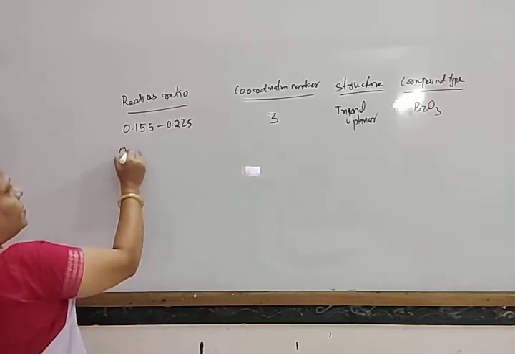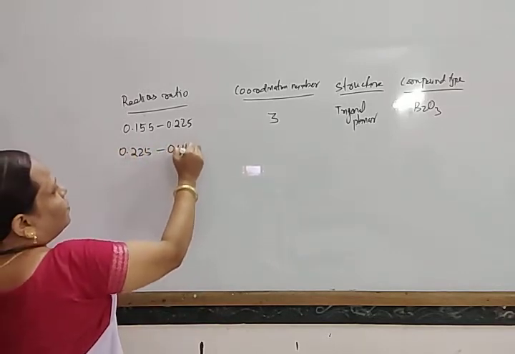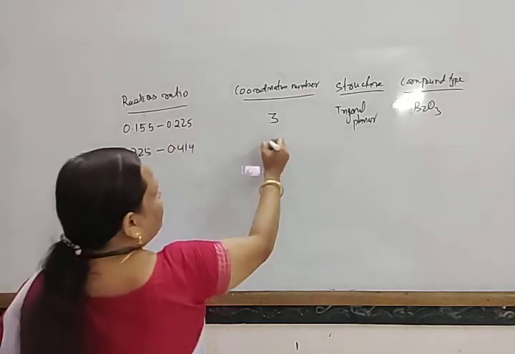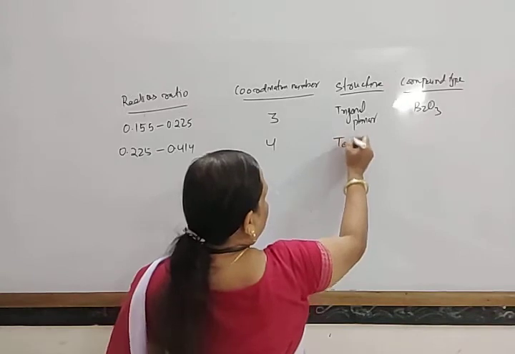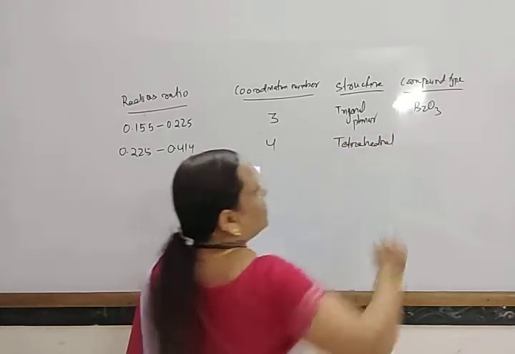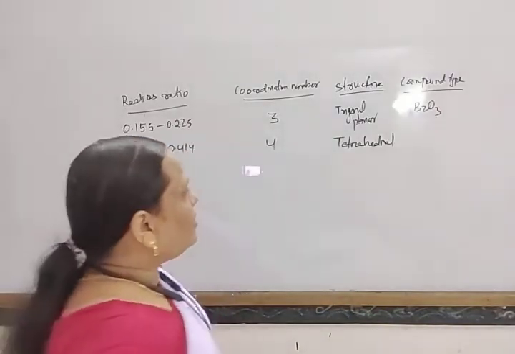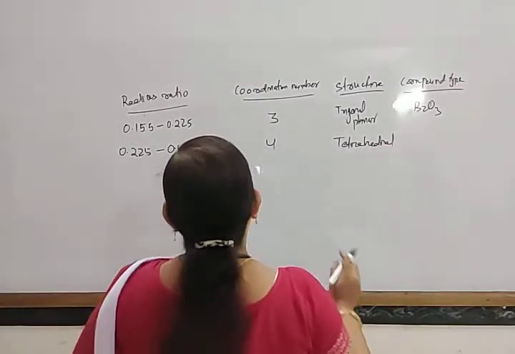And if this value is 0.225 to 0.414, then the coordination number is 4 and the structure is tetrahedral. And the compounds are of different types.